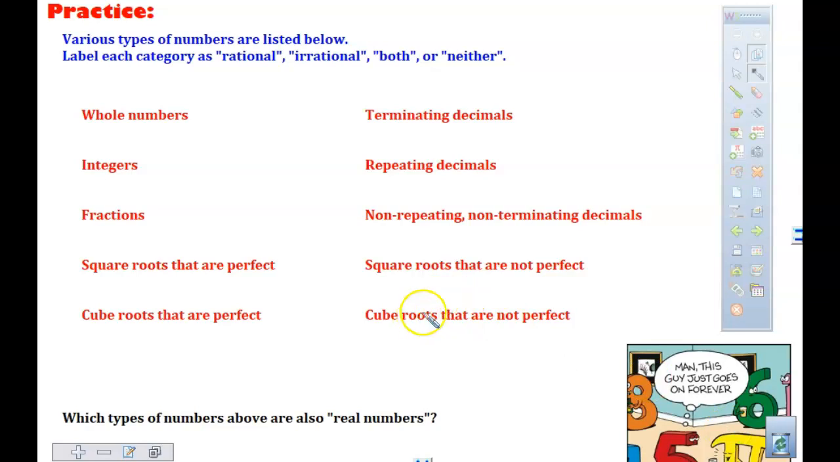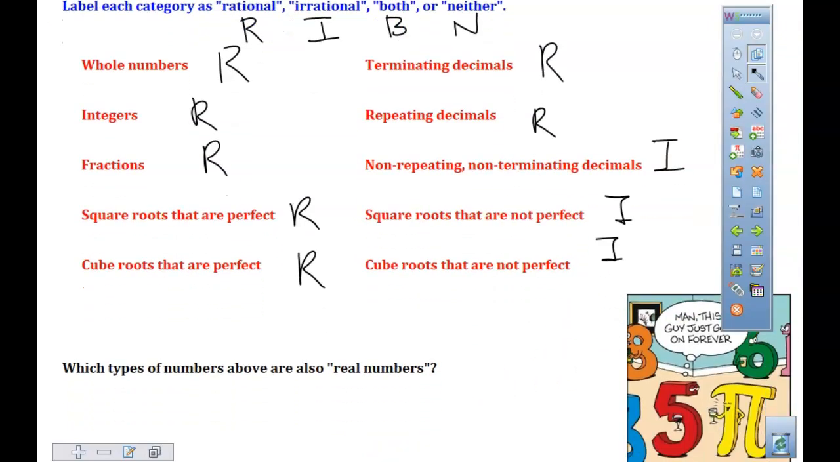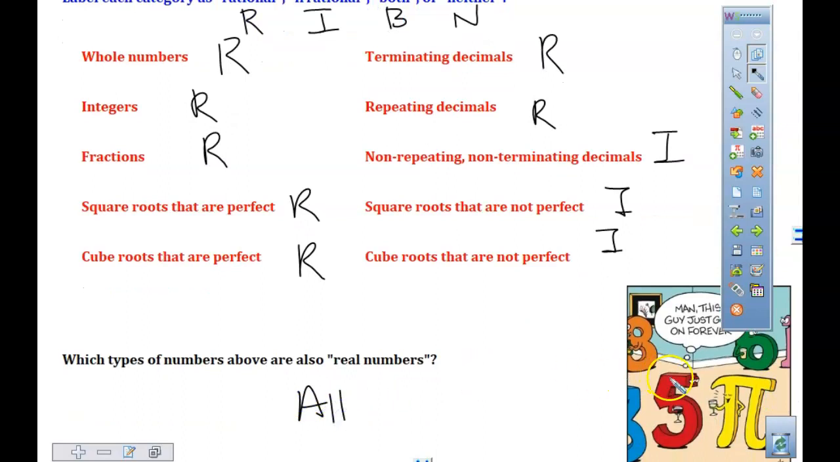As you take a look at this next one, you are going to be classifying. You're going to put an R for rational, an I for irrational, both or neither. So again, I want you to look back at your list. Whole numbers should be R. Integers, R. Fractions for sure. Square roots that are perfect, R. So keeping in mind, it probably can't be both and it can't be neither in this case. So these should all be R's. Then we have I, and I. And it says what types of these numbers are real numbers? Every single one of them is real, all rational and irrational.